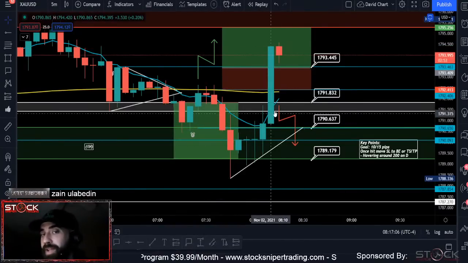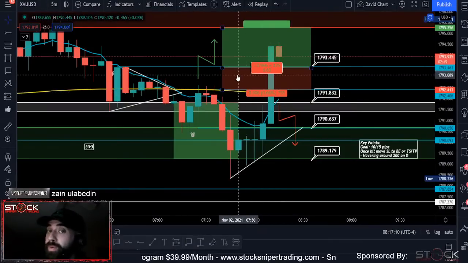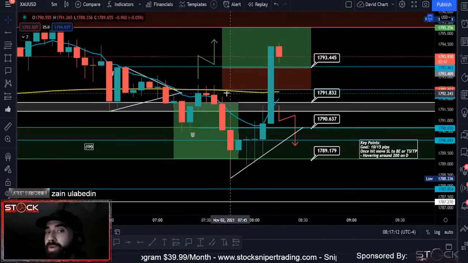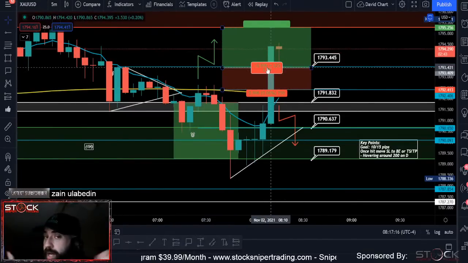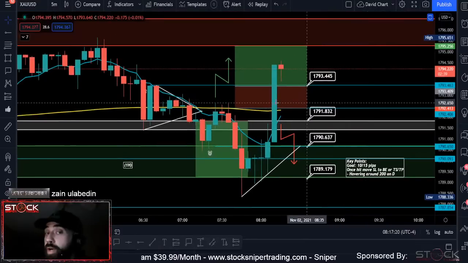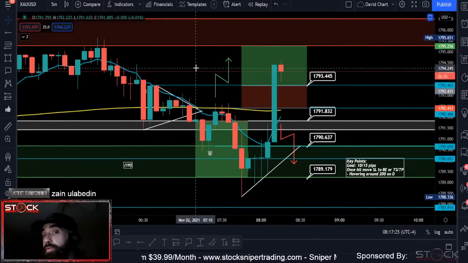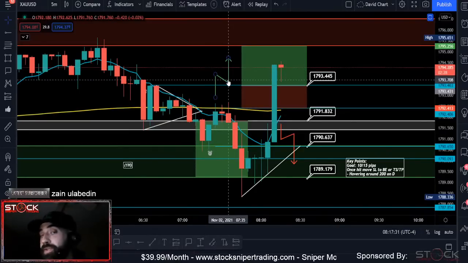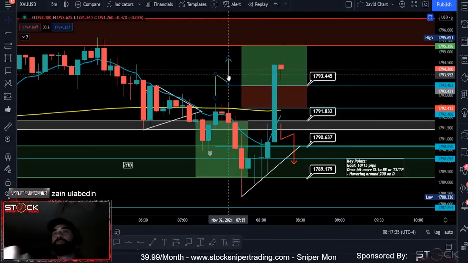RSI broke the 50. Moving averages are coming very close to touching. So let's just wait and see how this trade is going to play out. If you got in here, great. If you didn't, guys, it's okay. I went away from gold. You can just watch it play out and maybe learn to do this on your own, or you can do something completely different. But that was the area up here that I mentioned was the only opportunity for buying.